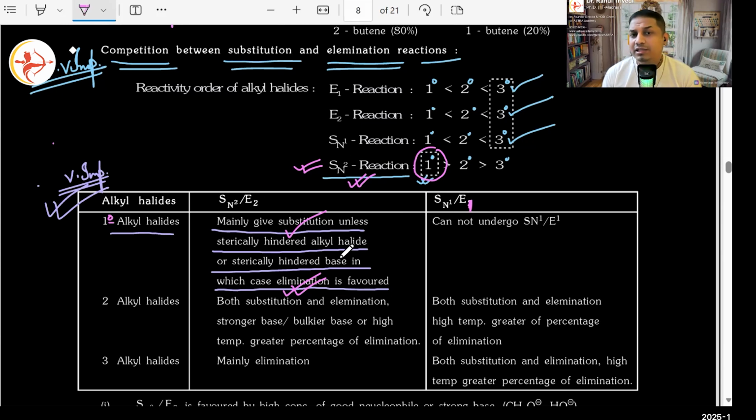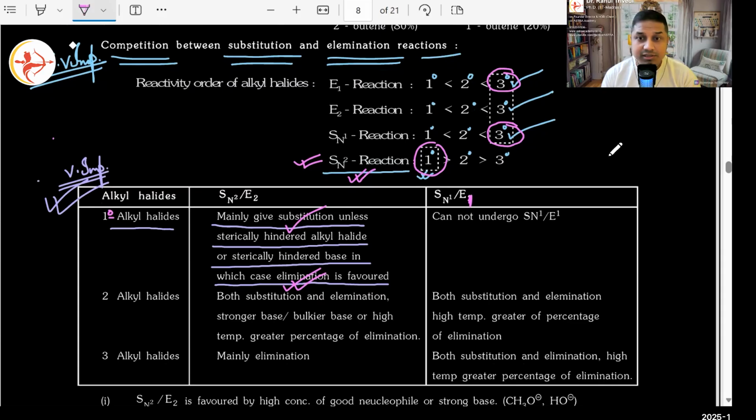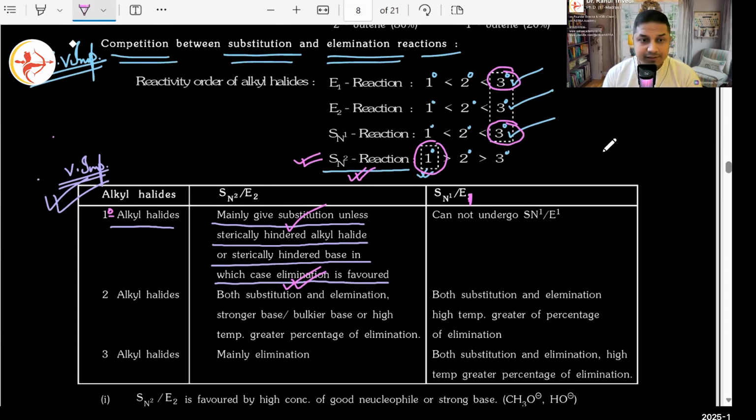There is no chance of SN1 or E1 happening, because both of them are strongly preferred by 3 degree alkyl halides. Is this clear? Yes, beautiful table, very important table. I hope everybody can understand this part. Let's move to the second part.